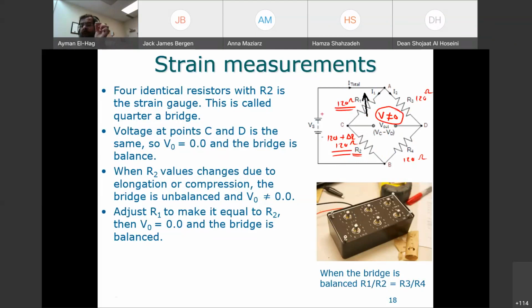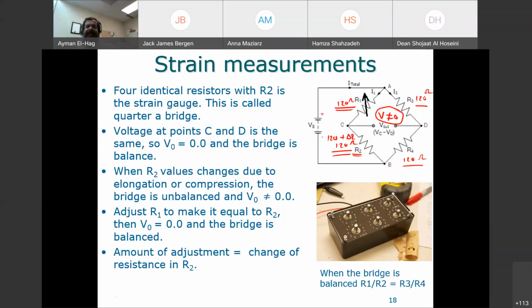When I get a 0, it means that, as I said, R1 over R2 has to be equal to R3 over R4. This is 120, this is 120, then it's equal to 1. So if any change happened here and I match this change in R1, this means that R1 and R2 will be equal. So I know R2 indirectly. By knowing R1, I will be able to know R2 without the need to measure its resistance. So this is how it works.